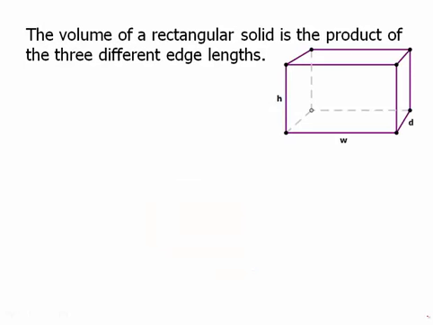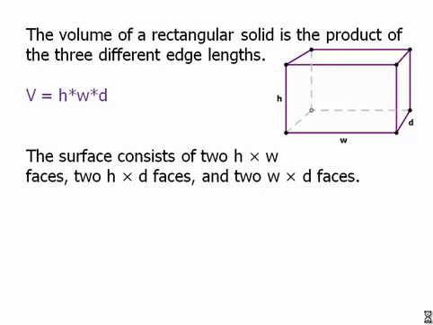The volume of a rectangular solid is the product of the 3 different edge lengths. So we call those lengths height, width, and depth. The volume is just the product of those 3. The surface area, well, this is tricky.